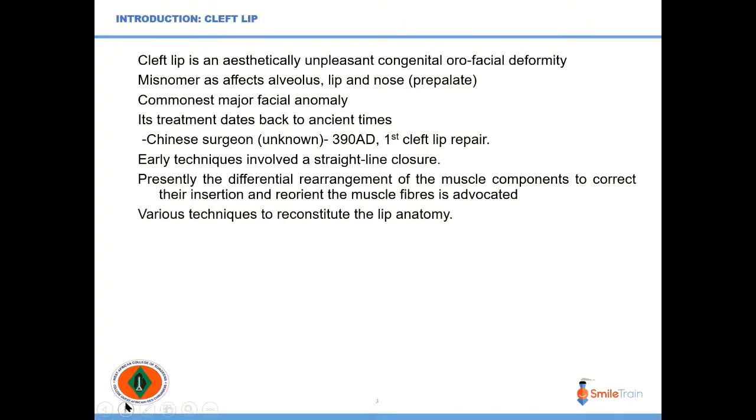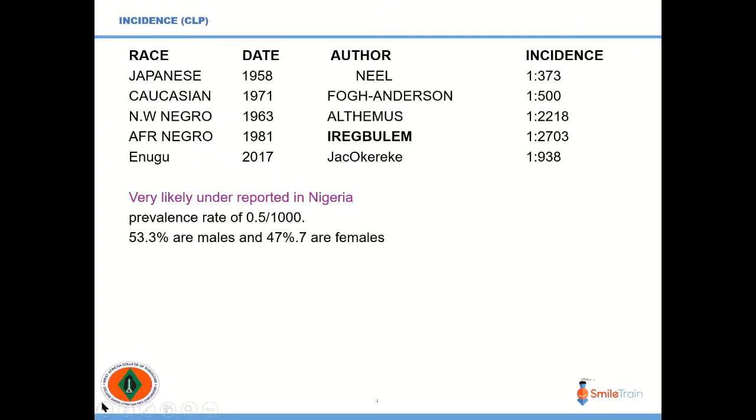Now, there are various techniques to reconstitute the lip anatomy. Our most recent study published in 2017 suggests that the incidence is higher than previously reported about 40 years ago. And the Nigerian work showed that cleft lip, and cleft lip and palate prevalence rate is 0.5 per thousand and almost equally divided between males and females.